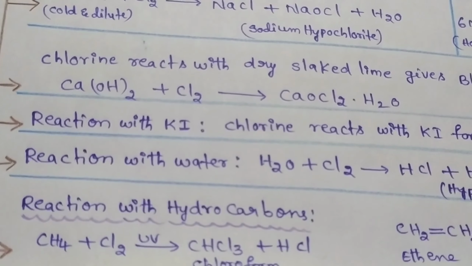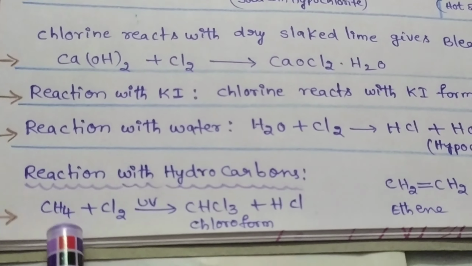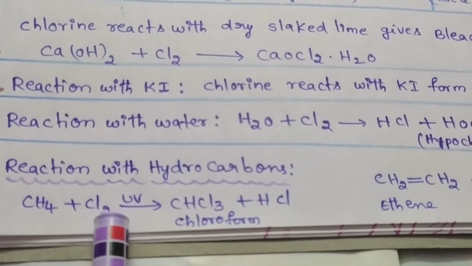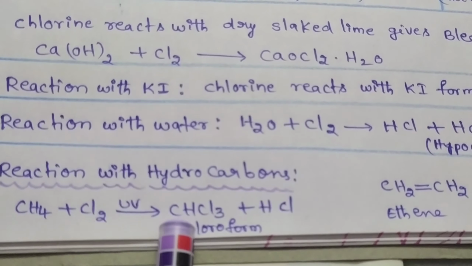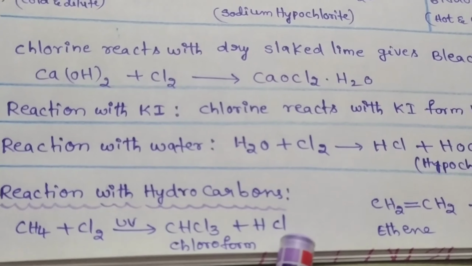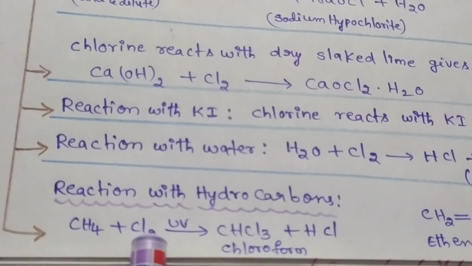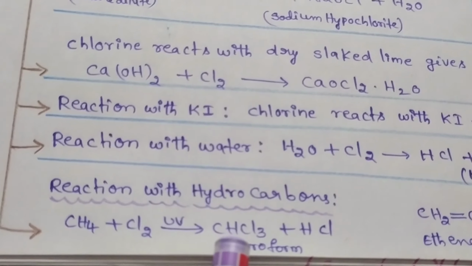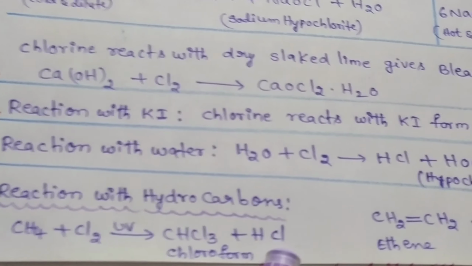Next, reaction with hydrocarbons. When alkanes like methane react with chlorine in the presence of UV rays, they undergo a substitution reaction to form chloroform and hydrochloric acid. That means alkanes react with chlorine, undergo substitution reactions, and form chloroform and hydrochloric acid.